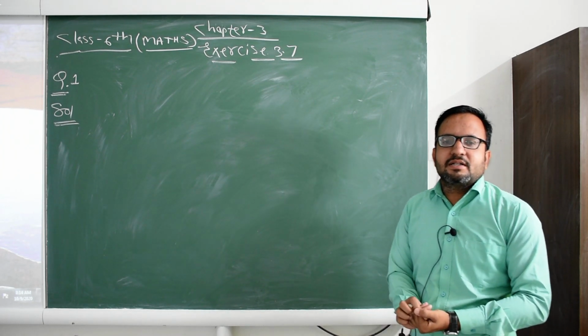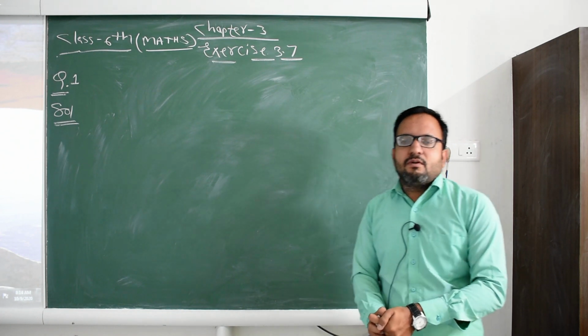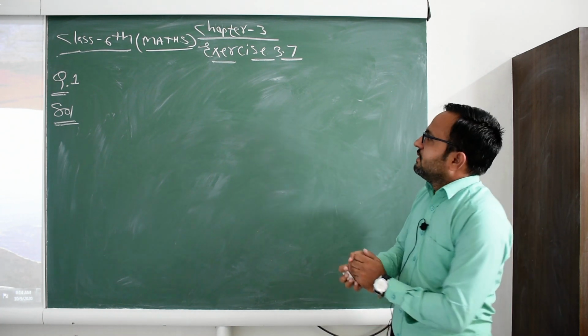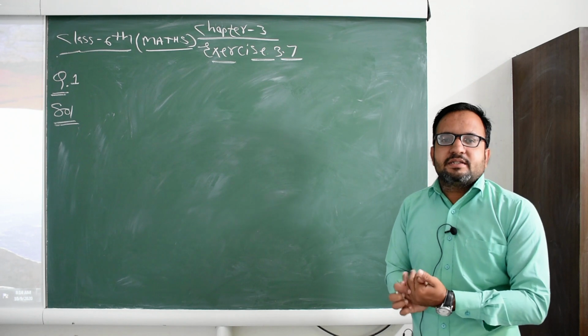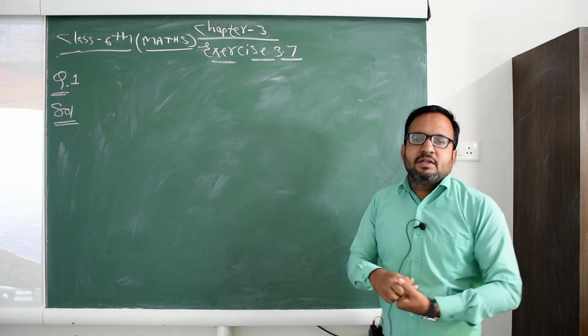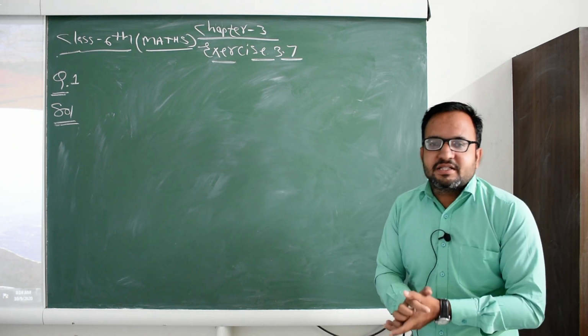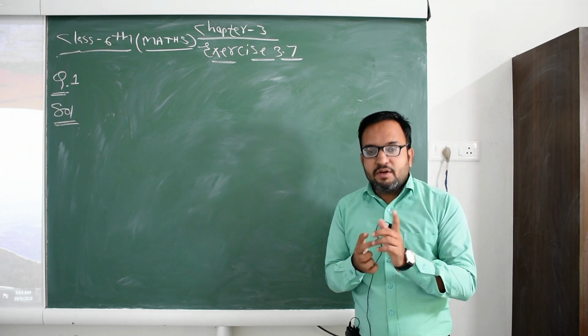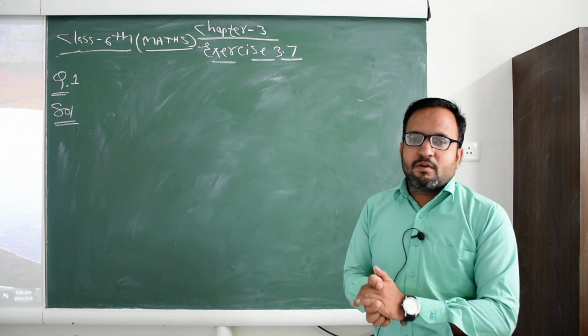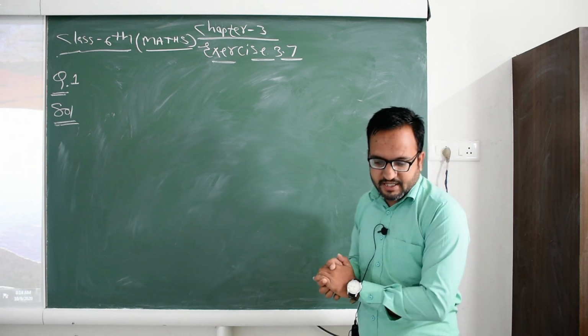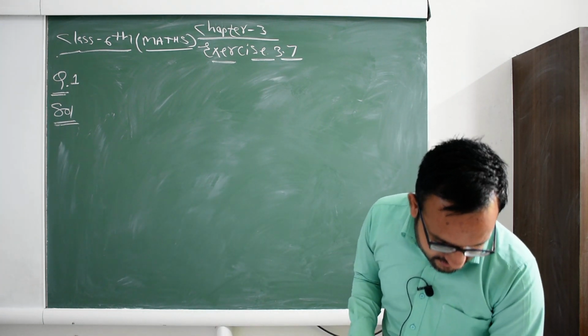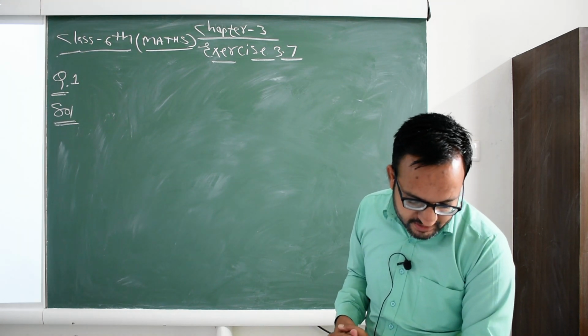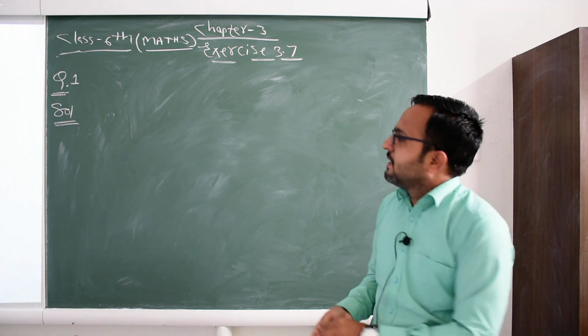Today we are going to start exercise 3.7 for class 6. This exercise is based on HCF and LCM. In this exercise we use the LCM and HCF concept. This exercise is based on word problems. So your first question is, Renu purchased 2 bags of fertilizers of weight 75 kg and 69 kg.